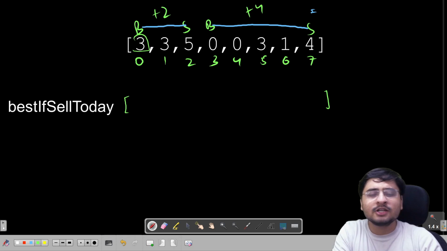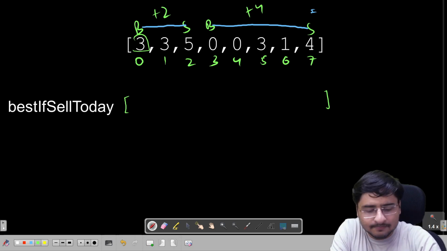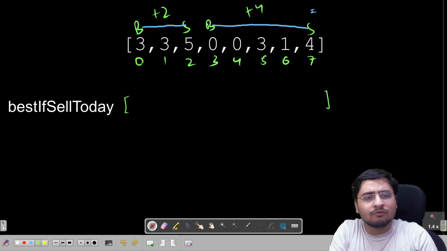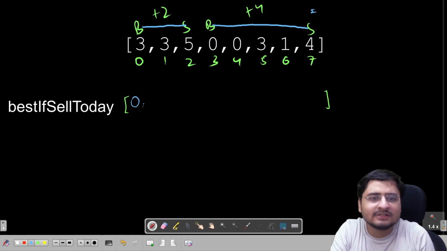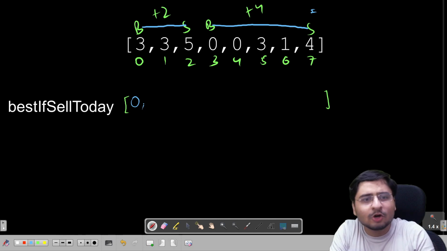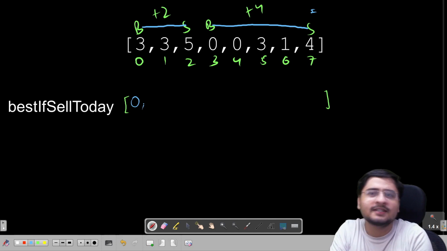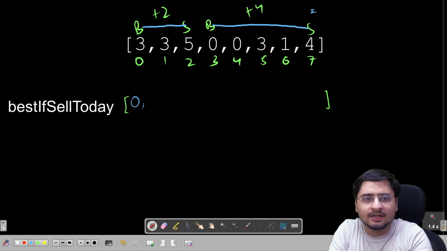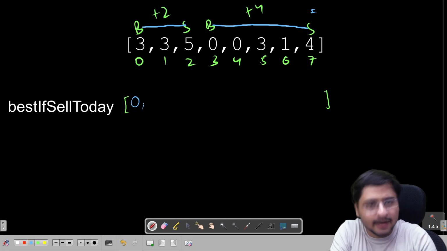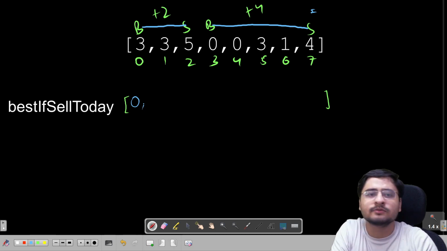On the 0th day you don't actually have a stock, right? So on the 0th day, you cannot sell. So actually you'll be able to make only 0, since you need to buy a stock first, and then only you'll be able to sell. So on the 0th day, the transaction you're allowed to do is to buy on this day and sell on this day. The profit is 0.